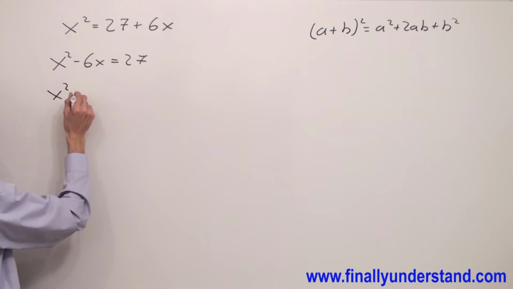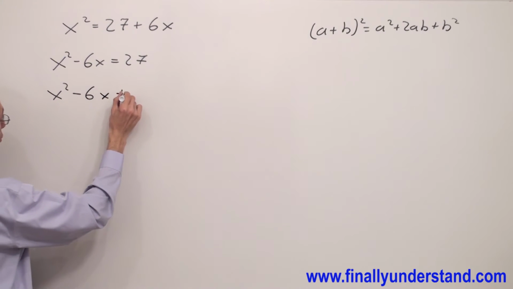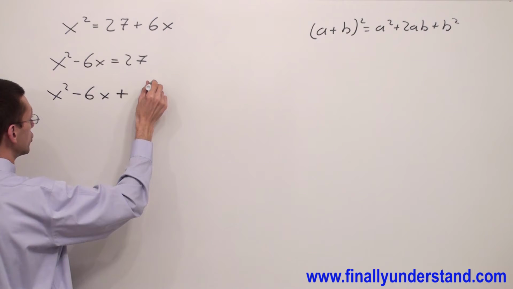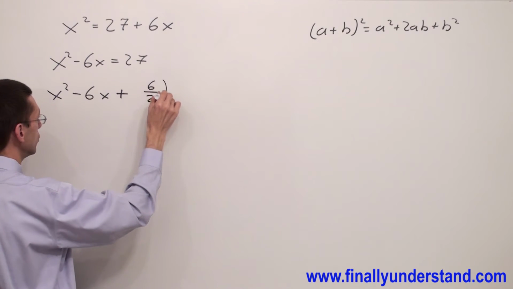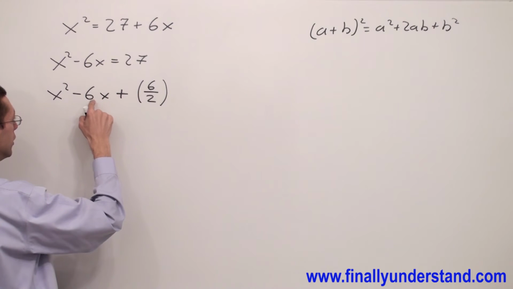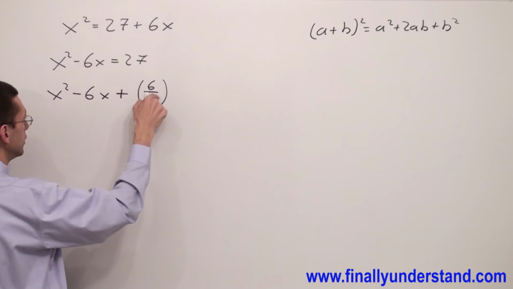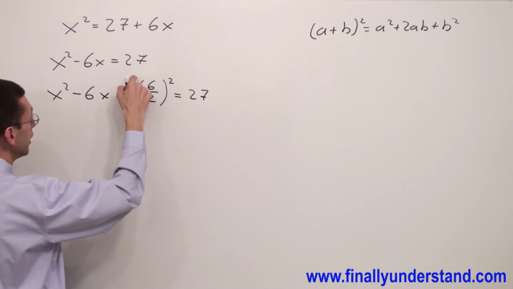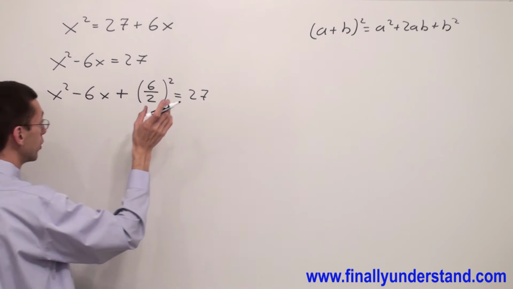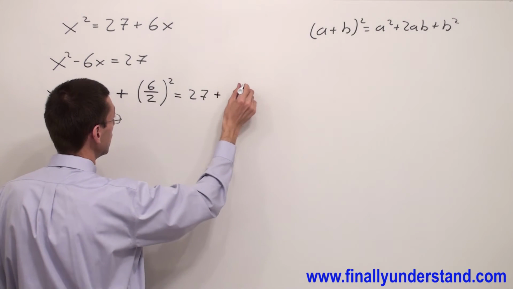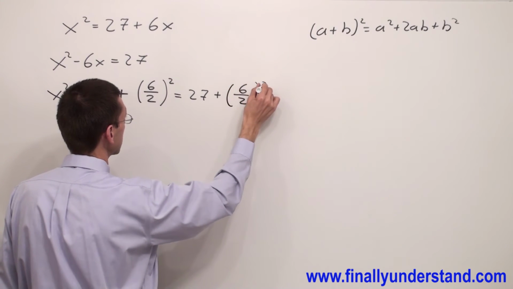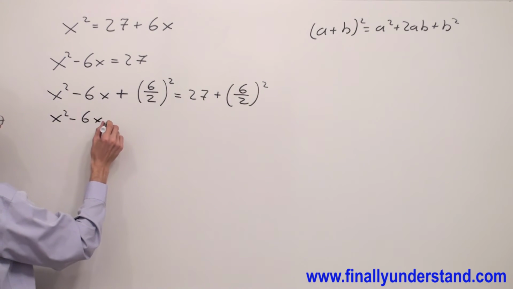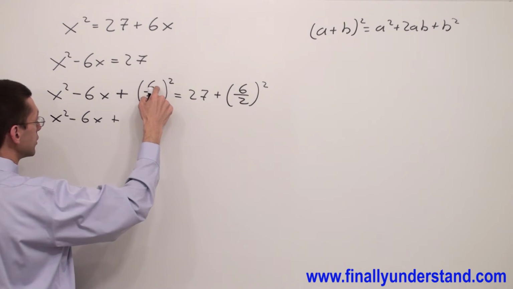Copy down x squared minus 6x plus, always plus, and take this coefficient, which is 6, and divide always by 2. Remember, the coefficient of the first degree term has to be divided by 2, and this fraction has to be raised to the second power. Equals, copy down 27, and whatever you add to the left side, you have to also add to the right side. That's why you're going to have plus 6 over 2 to the second power. So we have x squared minus 6x plus 6 divided by 2 is equal to 3.